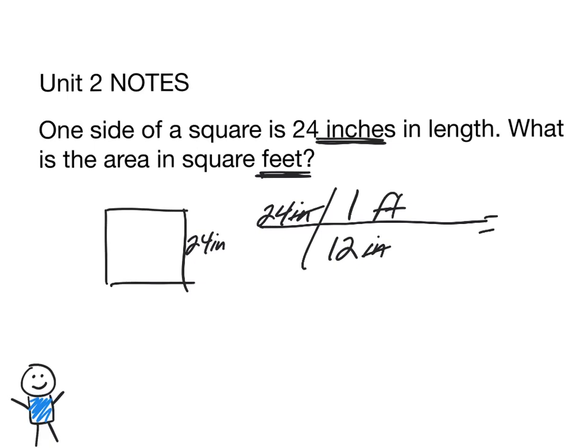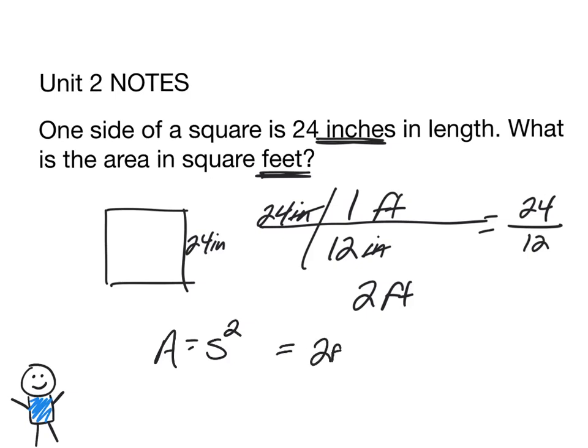So now I'm going to multiply straight across the top and get 24. 24 times 1 is 24 over the bottom, which is just a 12. 24 divided by 12 is 2 feet. So 24 inches is the same thing as 2 feet. Now that I've made that initial conversion into the correct units, I can actually find the area. And remember, the area of a square is the side squared. In this case is 2 feet squared, which gives me an answer of 4 square feet for my area of this square.